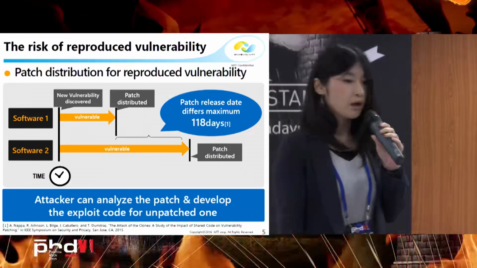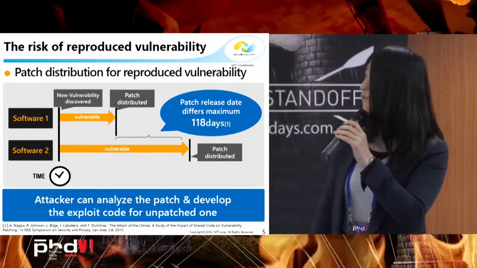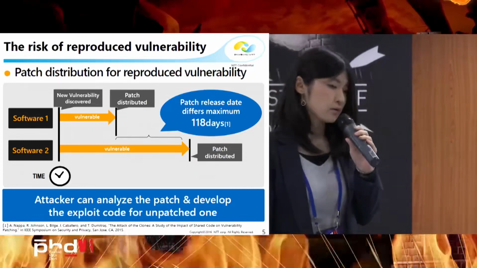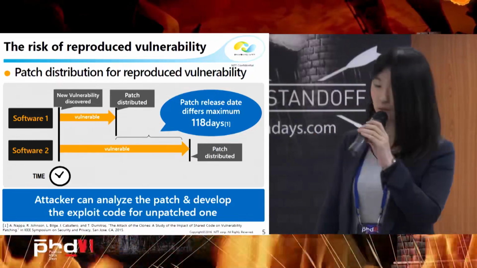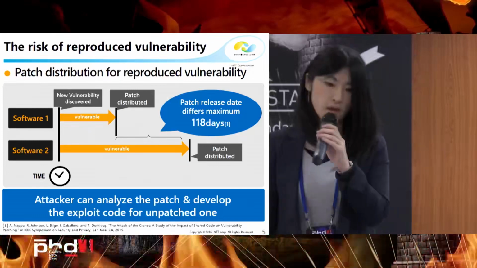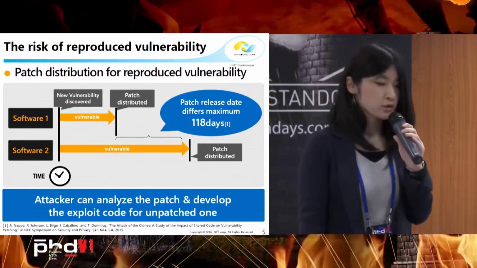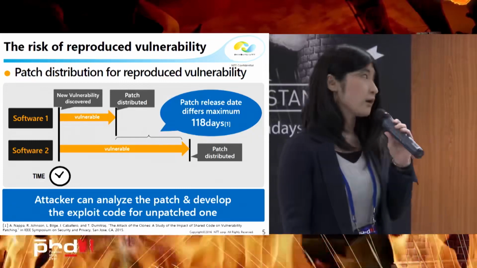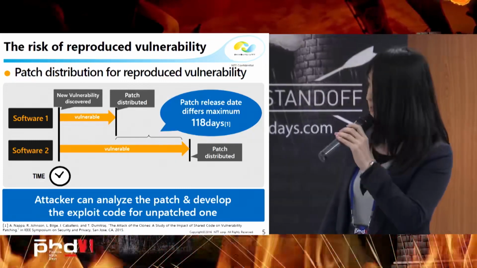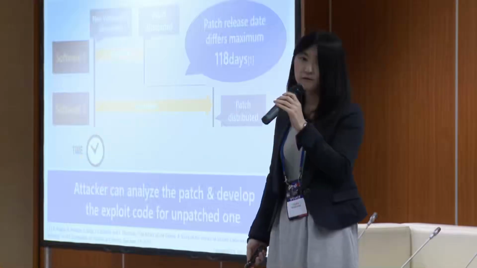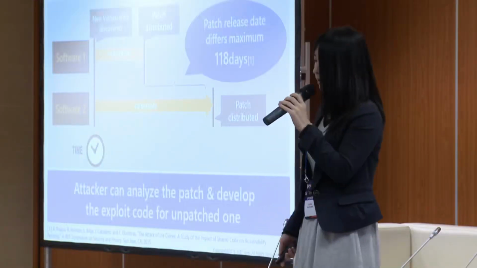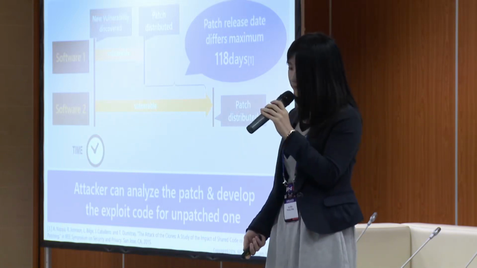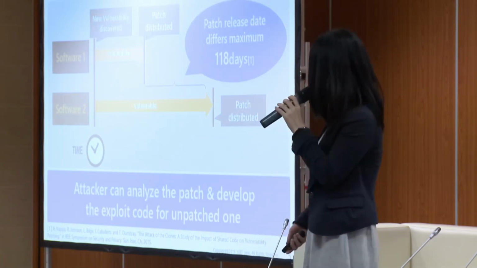Next, I want to talk about the risk of reproduced vulnerability. Sometimes the patch distribution date for a reproduced vulnerability will be different. In past research, it says that the patch release date differs by a maximum of 118 days. If this happens, it will be easy for an attacker to analyze the patch and develop exploit code for the unpatched one.